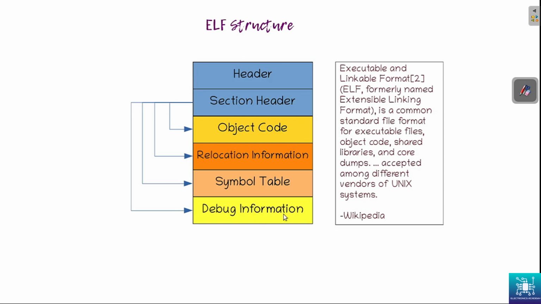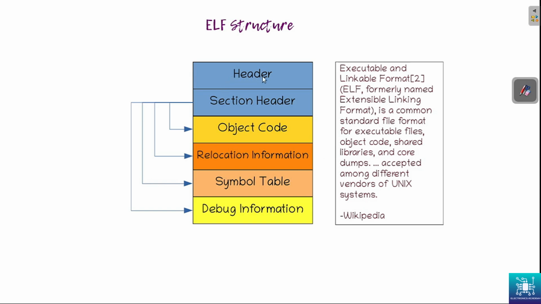Now this is the ELF file structure. So we saw the different parts in the previous slide. By Wikipedia, the definition is: ELF, the Executable and Linkable Format, formerly named Extensible Linking Format, is a common standard file format for executable files, object code, shared libraries, and core dumps accepted among different vendors of Unix systems. Okay, so that's a definition from Wikipedia.